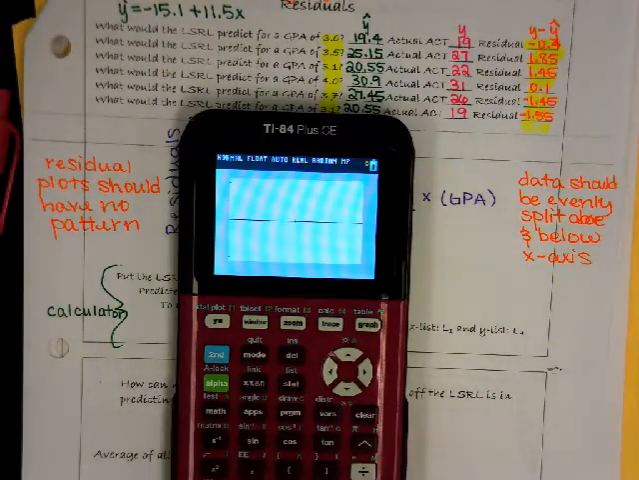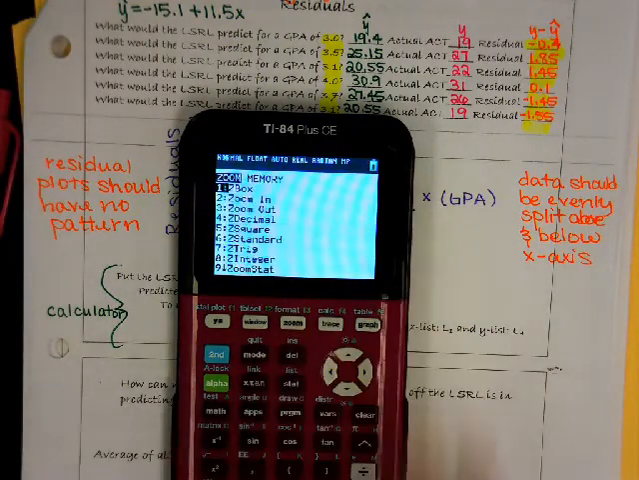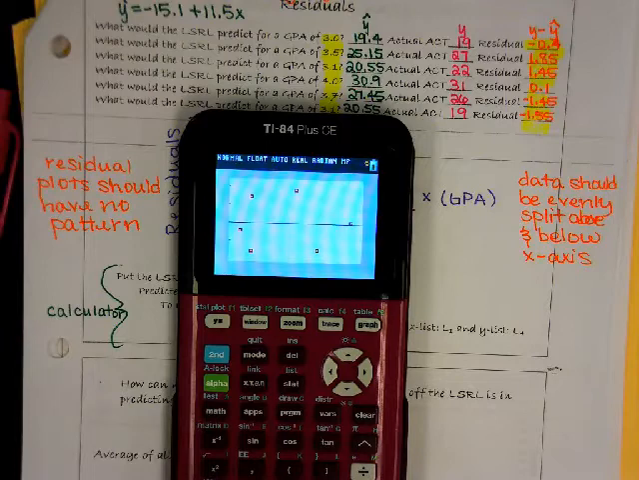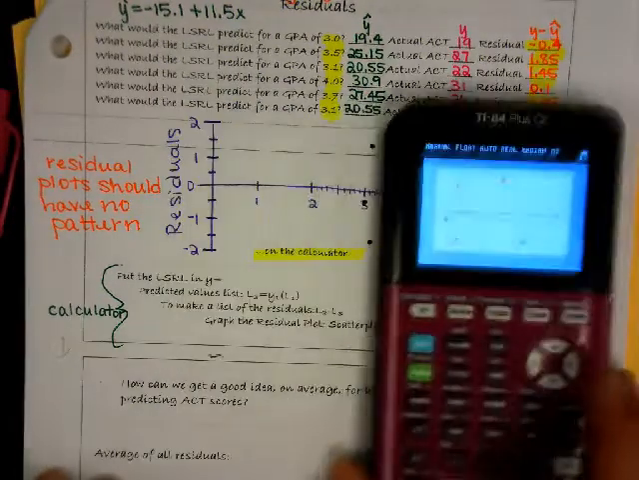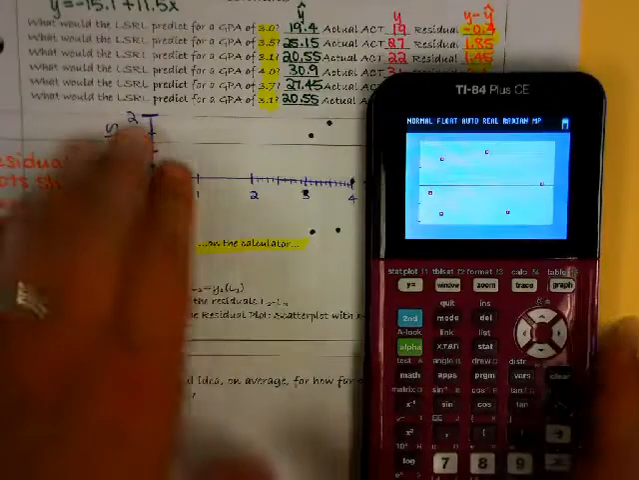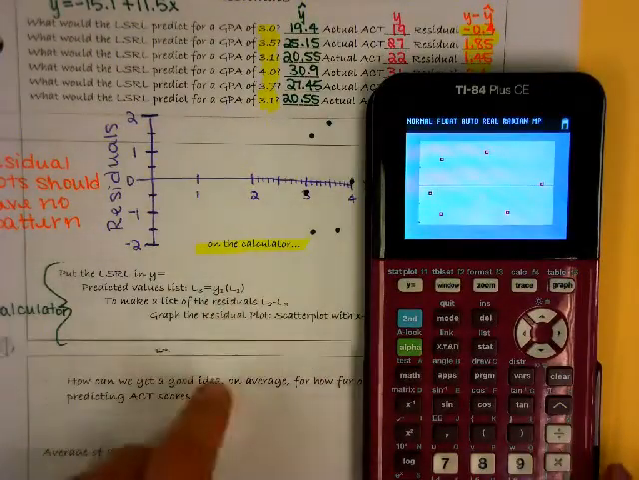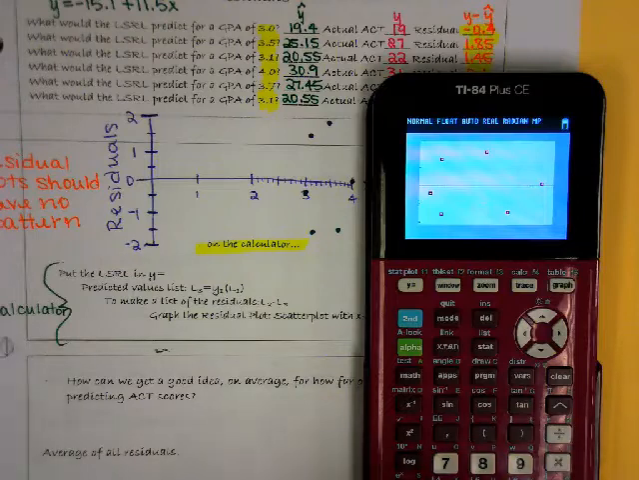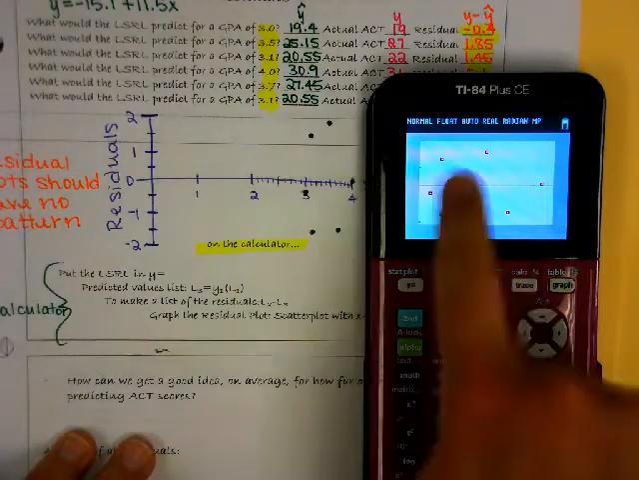Now, the calculator zoomed in. It's only looking between a little below 3 and a little above 4. But I have my 2 dots above, the one right on top of the x-axis, right below, and the 2 below. So I have the same residual plot. The calculator just zoomed in a little more.